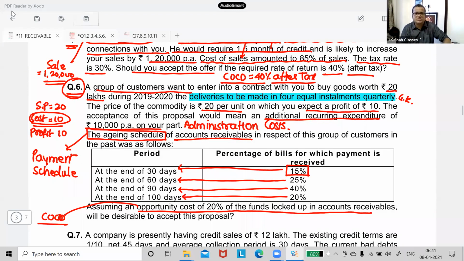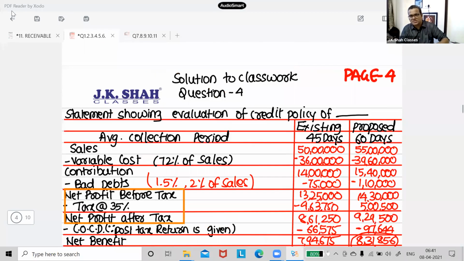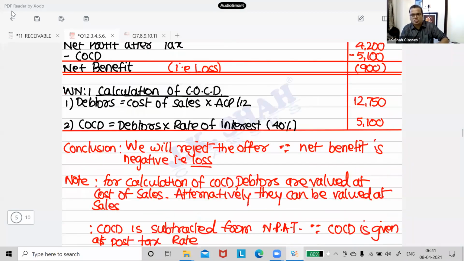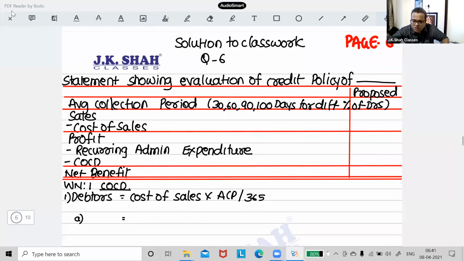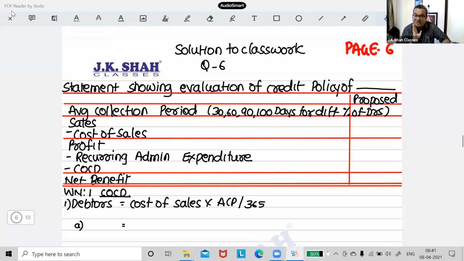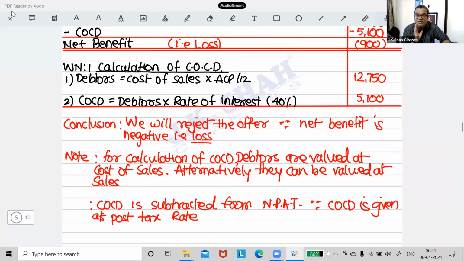So let us come to question number 6. Okay, let's start. Statement showing evaluation of credit policy of no name. Okay, there's only one plan, the proposed plan, average collection period. See, you are used to this, no? In every sum, what do I do? At the top, I write what? Average collection period, right? We have been doing this in every question.